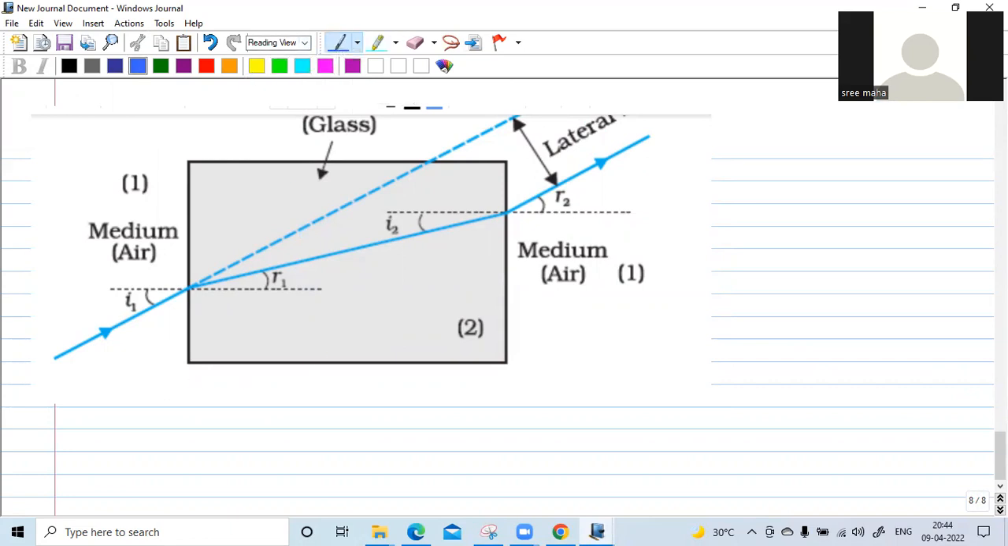So this length is fixed. So let me call this B. So this will be B by cos r1.